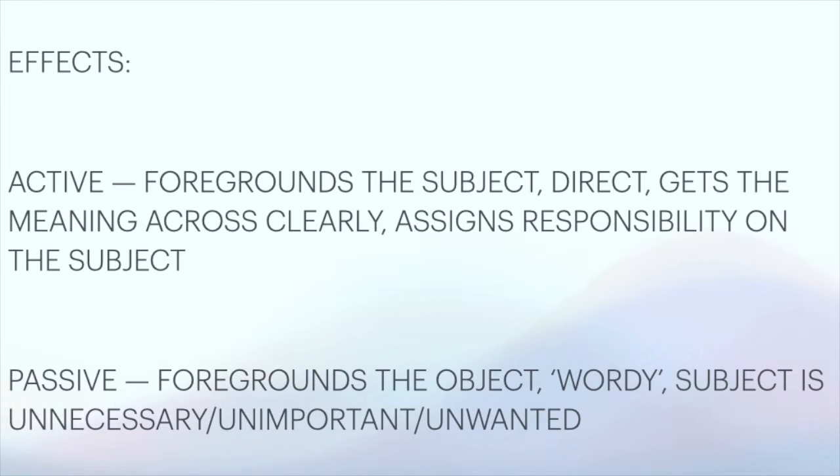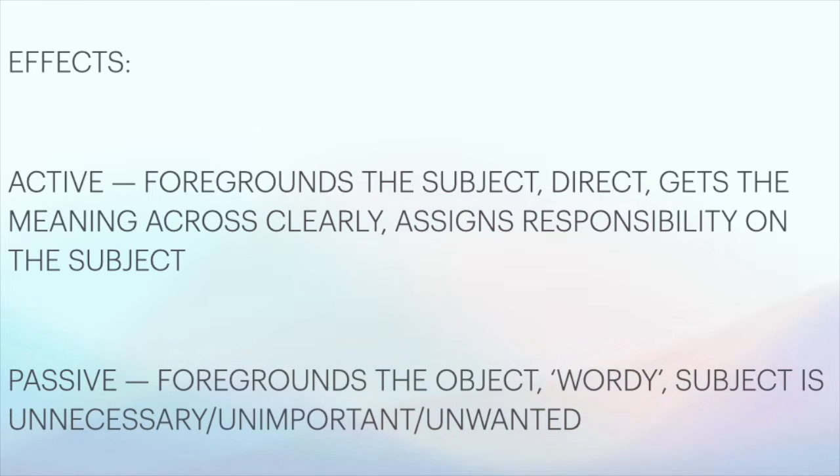Now, a very important part of active and passive is firstly being able to convert it, and once you're able to convert it, it's important to then notice what the effect of that conversion is. So when we use active sentences, the effect of the active sentence is that it foregrounds the subject. It emphasizes the subject by making the subject the focal point. Using the active voice is also pretty direct.